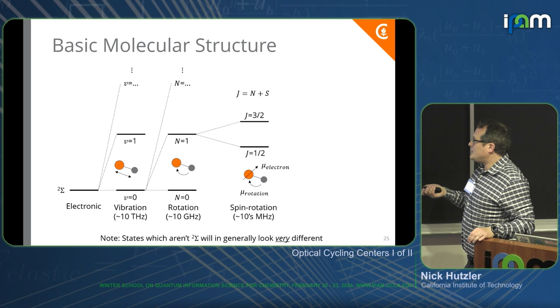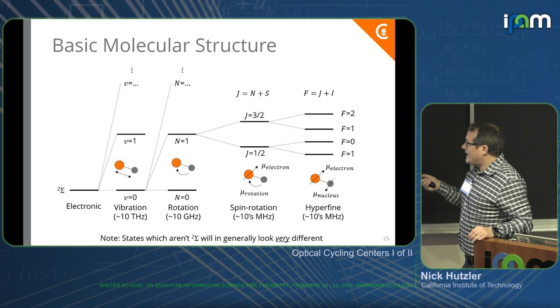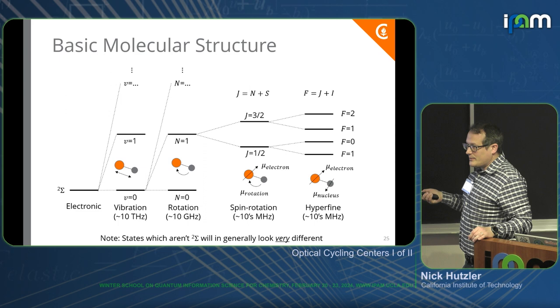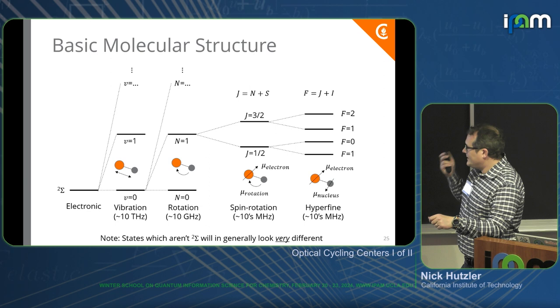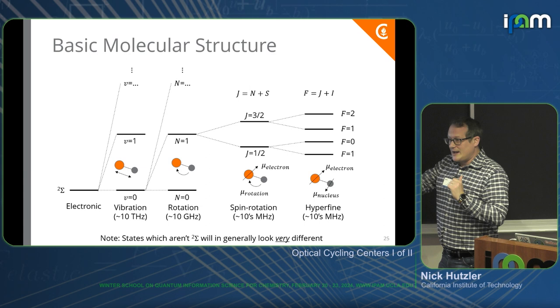And then you get hyperfine splitting, which arises from the electron magnetic moment and the nuclear magnetic moment on the ligand, which doesn't always have to be there, but is there for fluorine. Fluorine has one. Those interact with each other. And then the relative orientation of the spin one-half electron and the spin one-half fluorine nucleus splits each of these into two states, which we label F.